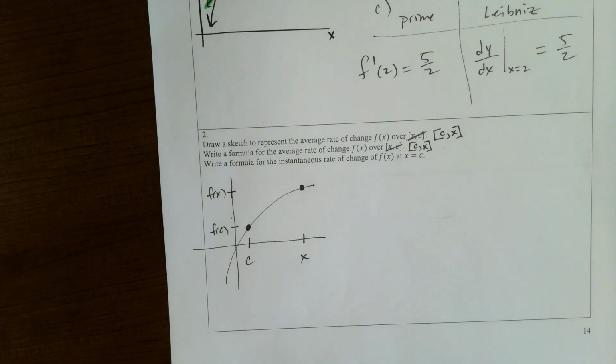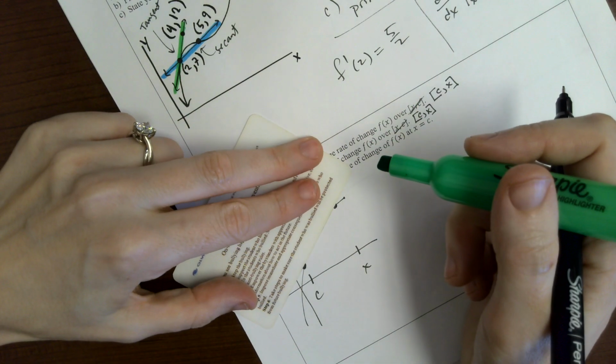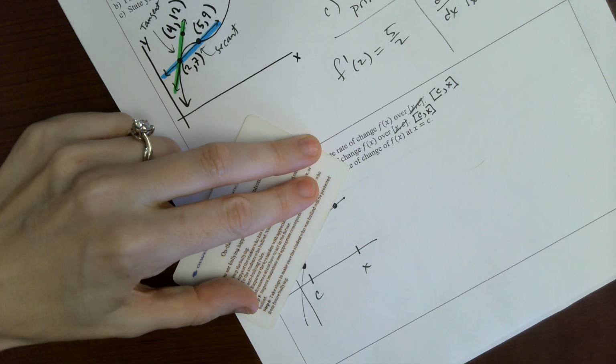And draw. I just need a straight edge, sorry. Okay, and then I'm just drawing a line through those. Make it blue.